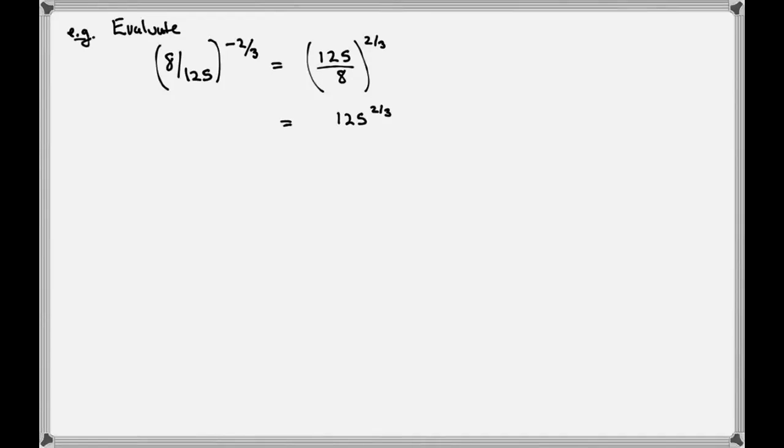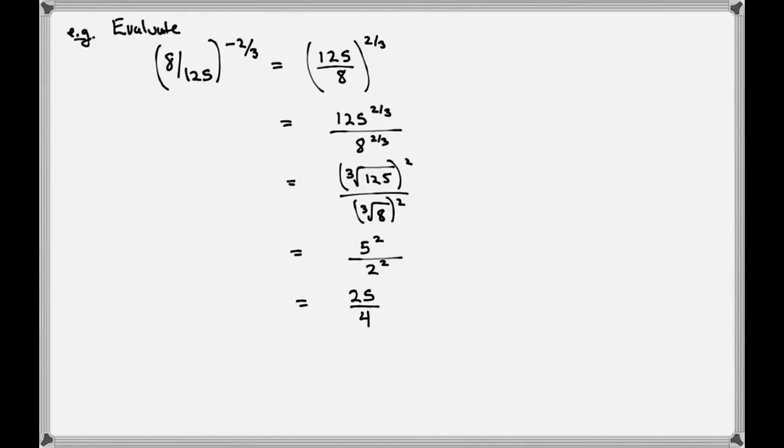Now I'll use the property that we just talked about. I can take the power of the numerator, I can take the power of the denominator and divide the results. And then we've discussed rational exponents. We can take the cube root of 125 and then square the result, and the cube root of 8 and square the result. Cube root of 125 is 5 because 5 times 5 times 5 gives me 125, and I have to square that. Cube root of 8 is 2, and I have to square that. And we're home free now. 5 squared is 25, and 2 squared is 4.